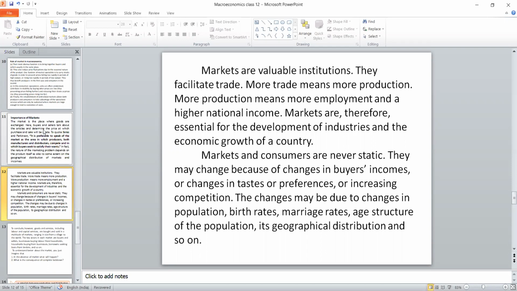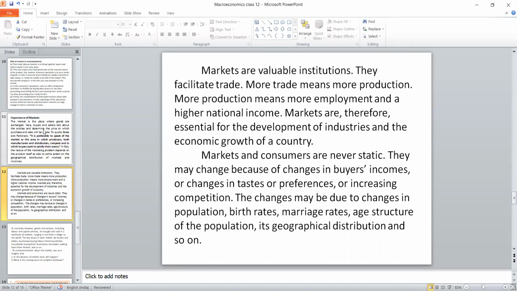I will put it this way: more trade, more production, then definitely more employment. Because of more employment, more income. Because of more income, more economic development. Because of more economic development, more economic growth, and finally we can maintain the stability. That is why the market is a backbone for the economy.